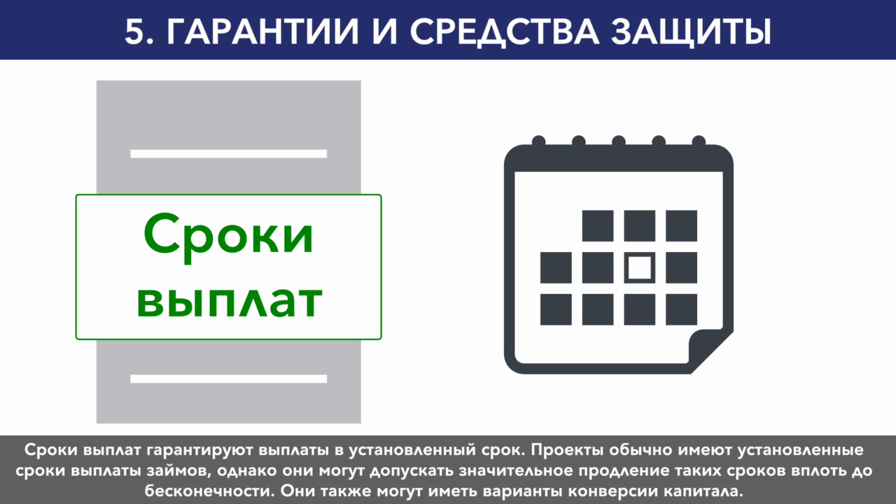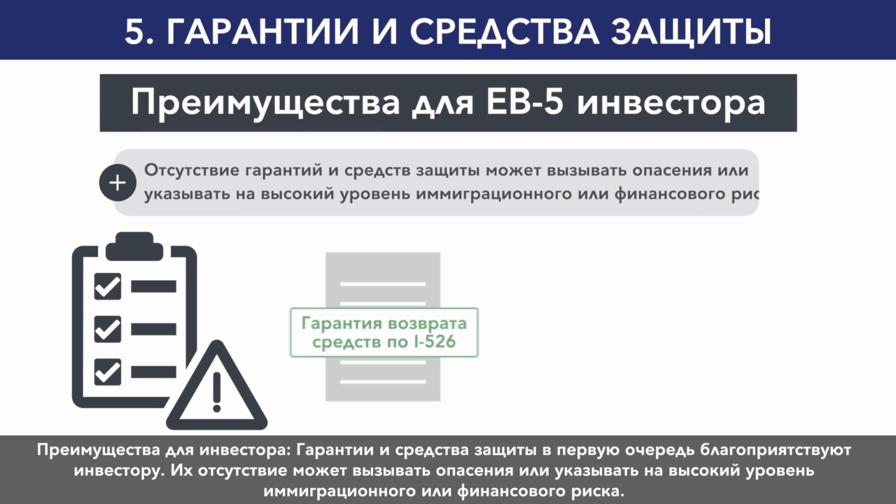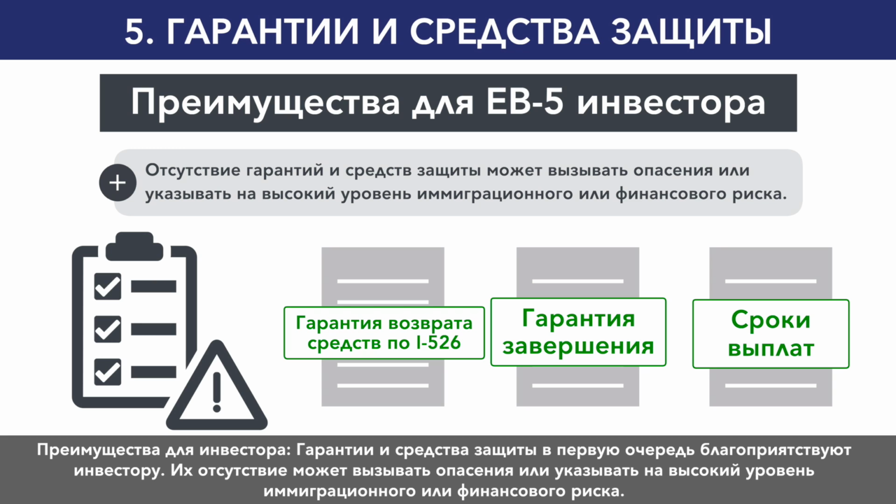Repayment terms ensure repayment within a set time frame. Projects typically have loan terms, but they may also allow extensions for long periods or even indefinitely. They may also have equity conversion options. In such cases, the project sponsor may be able to keep EB-5 capital invested even after investors have received permanent green cards. Well-structured projects usually require repayment within a certain period once an EB-5 investor has received his or her permanent green card, or even better, once each investor has filed his or her I-829 petition. Investor benefit. Guarantees and protections are all for the investor's benefit. Their absence may raise concerns or indicate high immigration or financial risk.